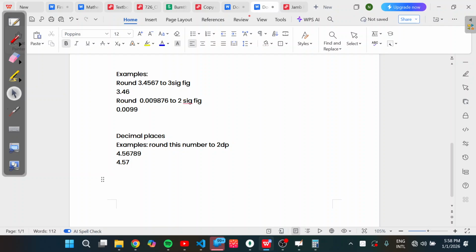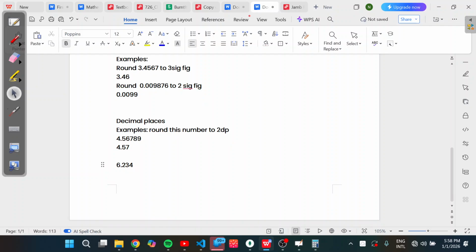Okay, let's take a look at our second example, which is 6.2234. And we're asked to round this number to 2 decimal points. Now how do we go about it? Remember, we start counting the decimal points after the decimal point, so 6 is not going to be part. If we're asked to round this number to 2 decimal points, that means 2 and 3 are the decimal points. So we're going to have 6.23.